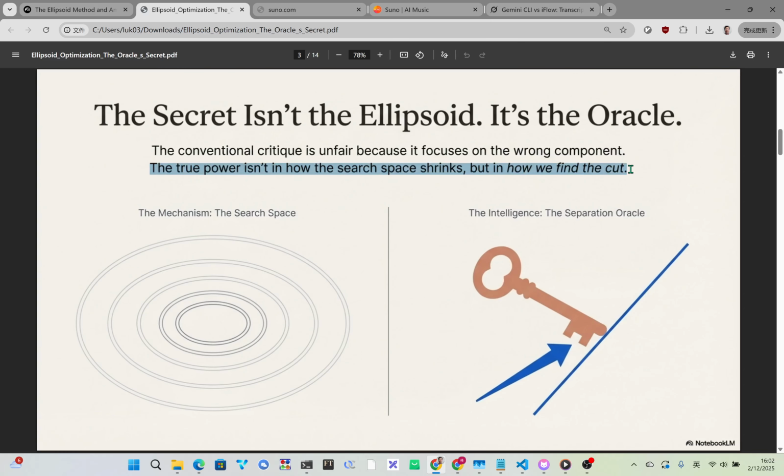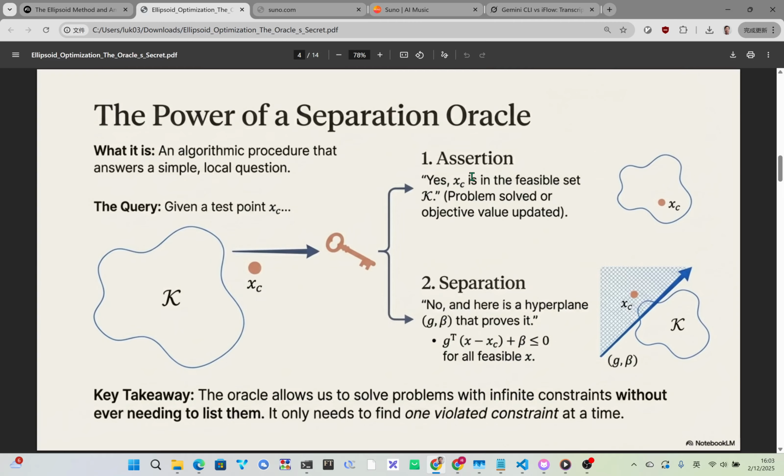So let's define this separation oracle. It sounds like something out of Greek mythology. It does, but it's just an algorithmic procedure. Its job is elegantly simple. It is a subroutine that is only responsible for answering one single local query about the current test point, which we'll call x. And what's that ultimate question it has to answer? Is the test point x in the feasible set S? That's all. It's only ever asked about the local feasibility of one single point. It has two possible replies.